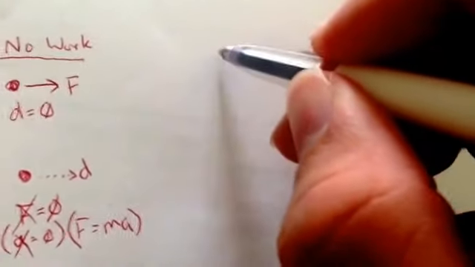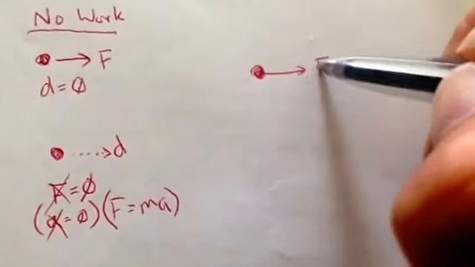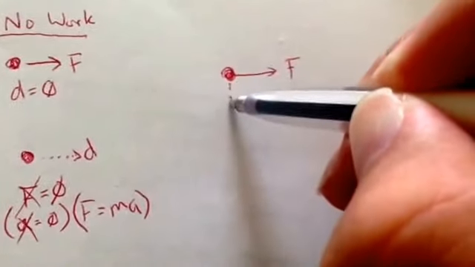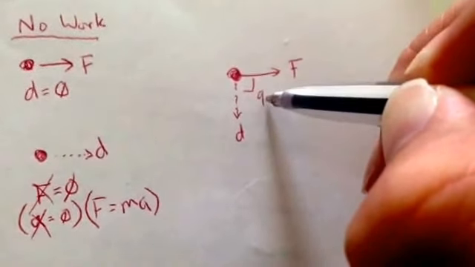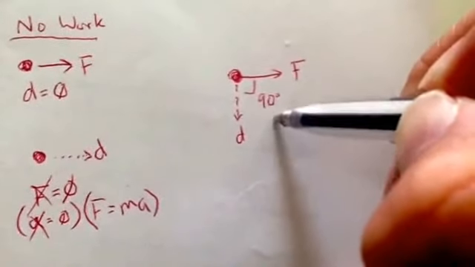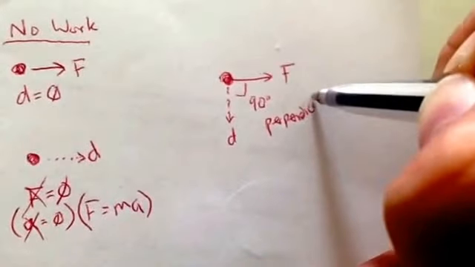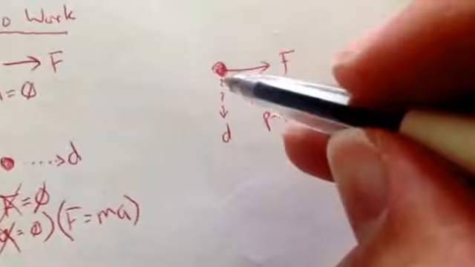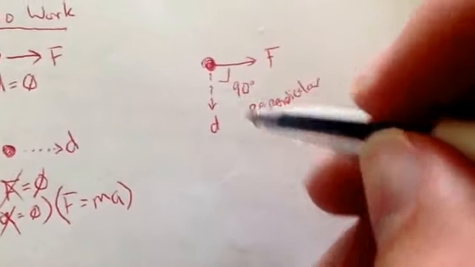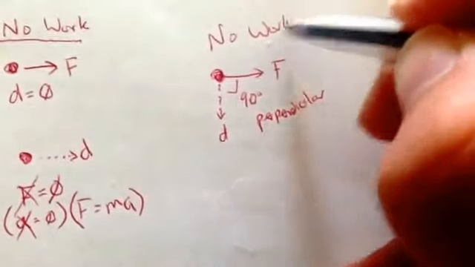There's one other example where you can have no work, and that's if you have a force and a distance, but they are in completely different directions. They are what's called perpendicular, 90 degrees. Perpendicular. Okay? You have a force and a distance, but they are at 90 degrees, perpendicular. They have no work still.